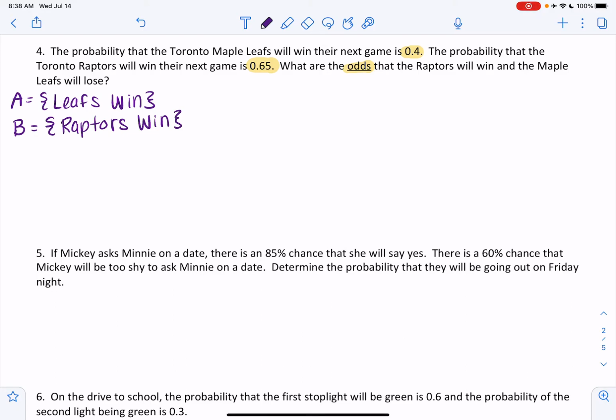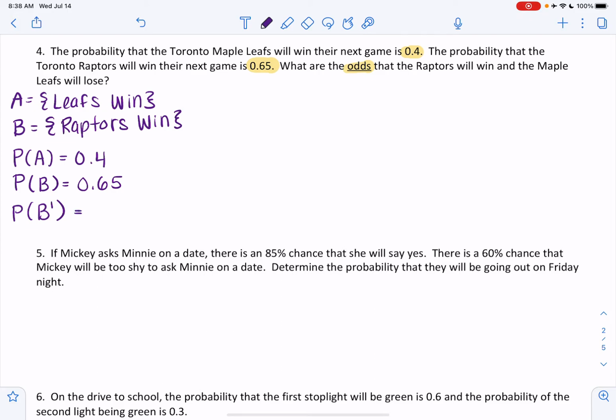So we're given that the probability of the Leafs winning is 0.4. Our probability of the Raptors winning is 0.65. And we'll also find the probability of B complement. That's because we're looking for the odds that the Raptors win and the Maple Leafs will lose. So we will need some complements here because we're finding odds.